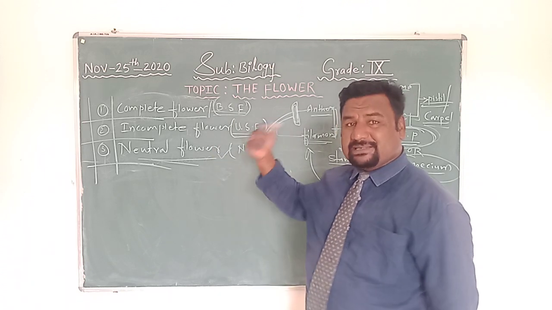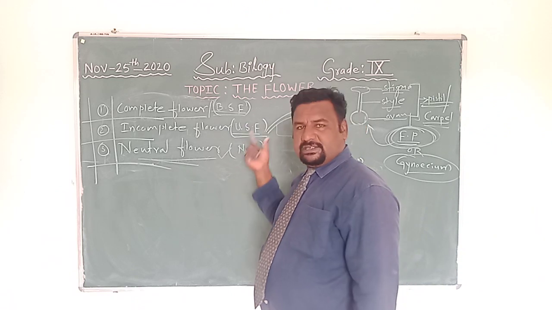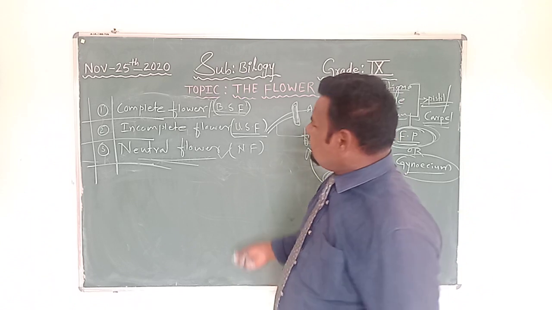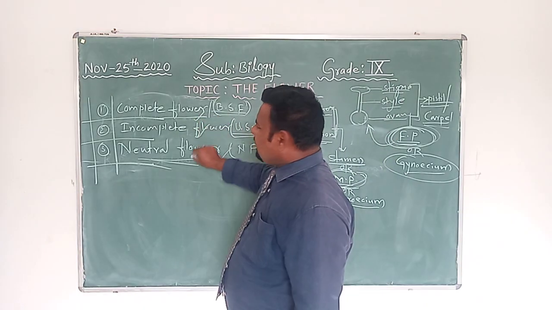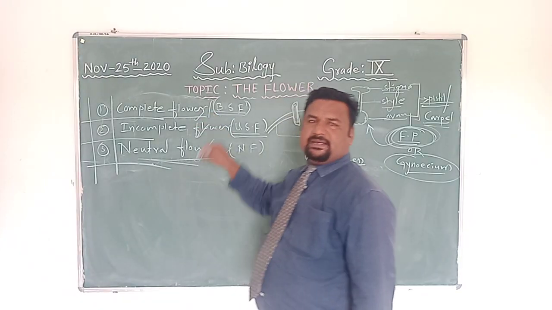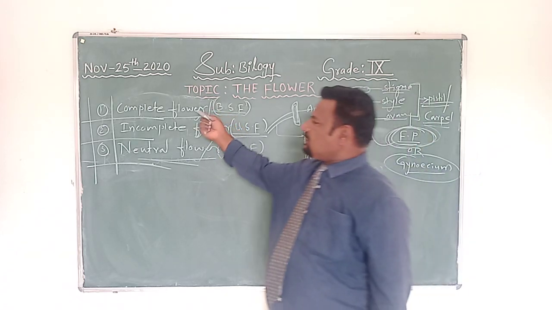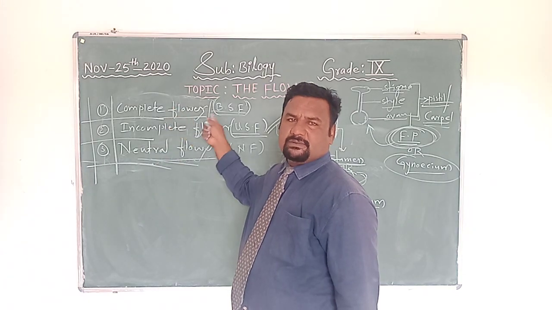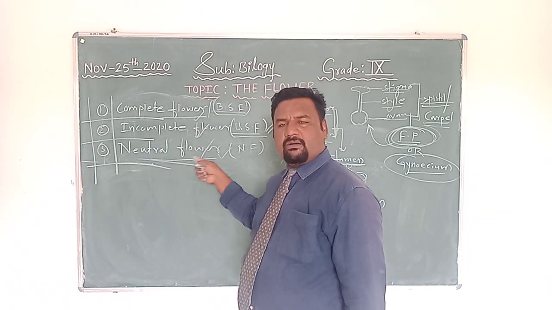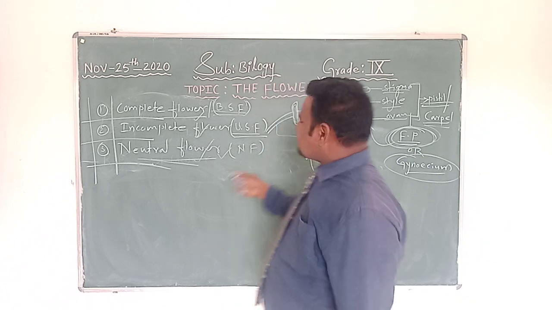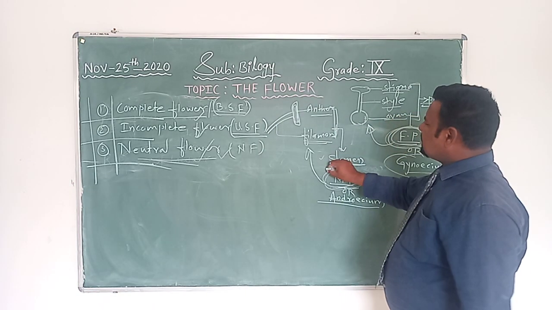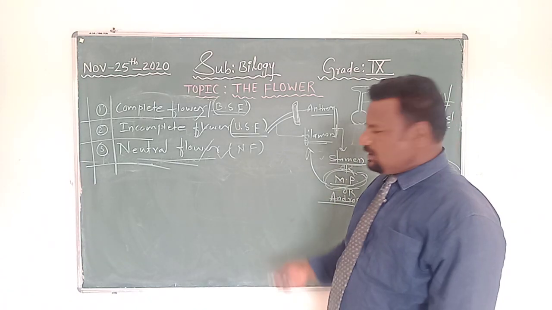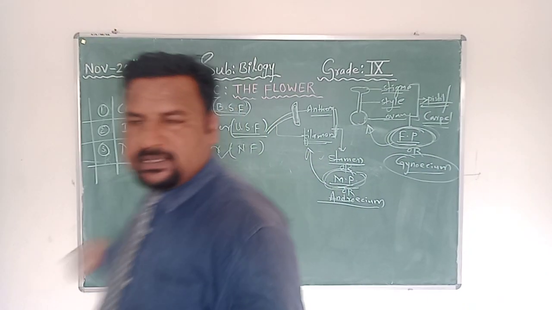So based on the presence and absence of this male and female part, androecium and gynoecium, the flowers are further divided into these three divisions, these three kinds, these three types, such as complete, incomplete and neutral. Here we can call bisexual, here we can call unisexual, and neutral is called neutral only. So based on the presence and absence of this part, male part and female part, they are further divided into these three divisions. Just wait a moment, sorry, I will take a duster.